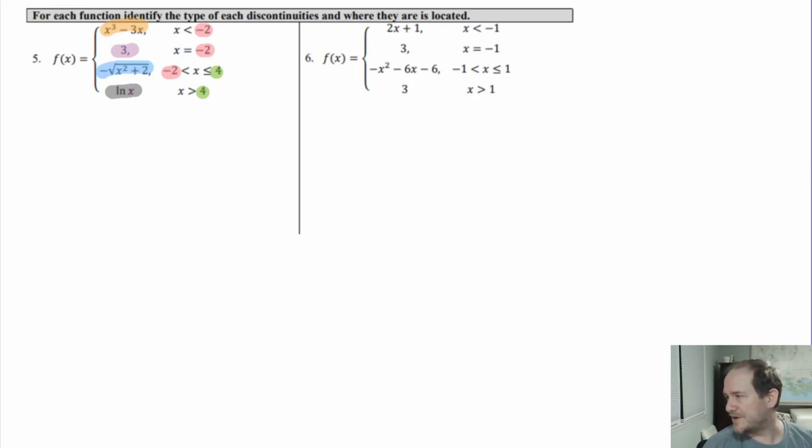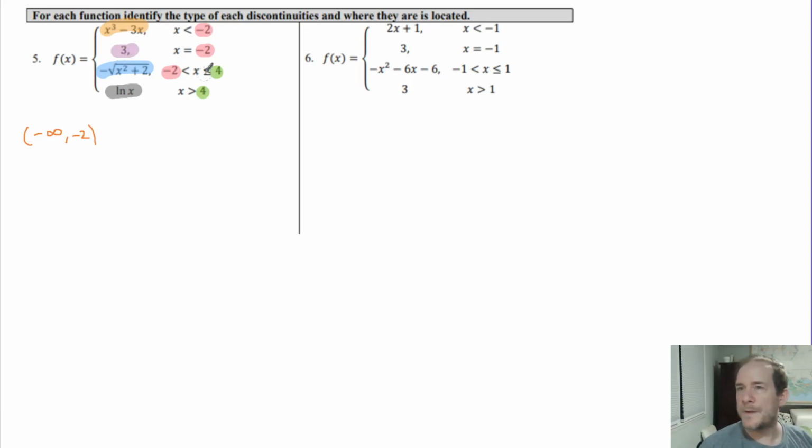Looking at that orange guy, is he continuous everywhere? The answer is yes, because he's a polynomial. So I can rest assured that from negative infinity right up to negative 2, yes, I am continuous. This lavender guy, he's just a number, and he's not really defining a whole interval. He's just giving us a single function value at negative 2, so that's not really helpful.